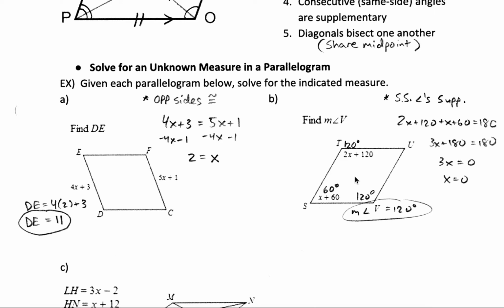So we could use the other property talking about angles, where we know that opposite angles are congruent. So T and V are opposite from each other. If T is 120 degrees, then angle V must also be 120 degrees. Or you could continue to use the same side angles or supplementary property, knowing that S is 60 degrees, its supplement must be 120 degrees.